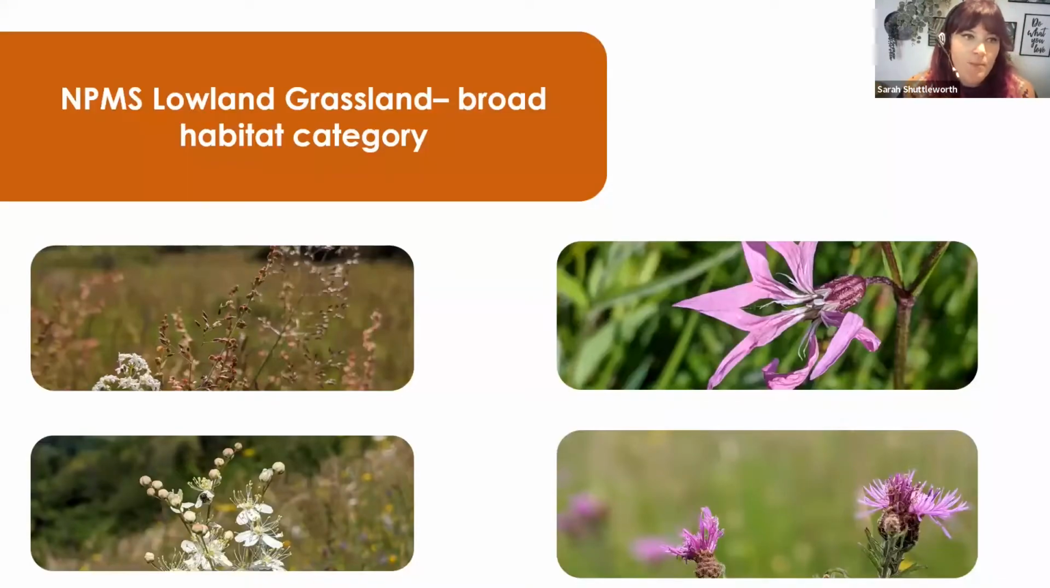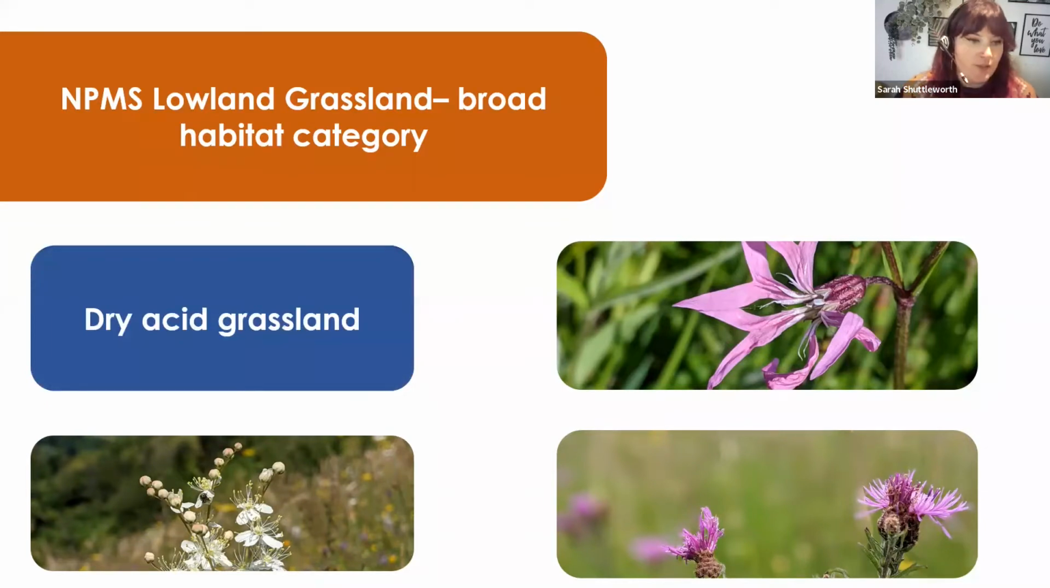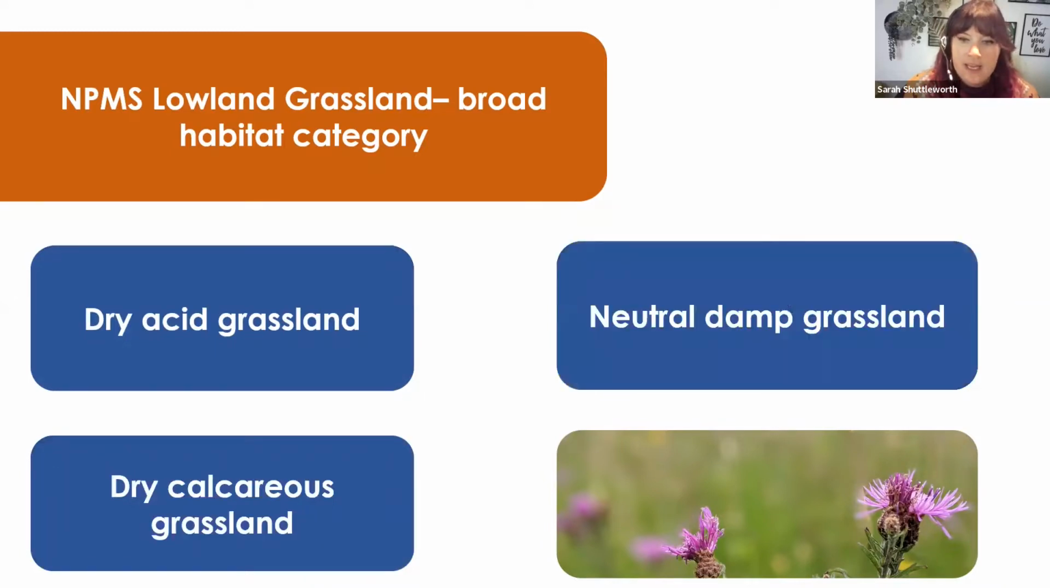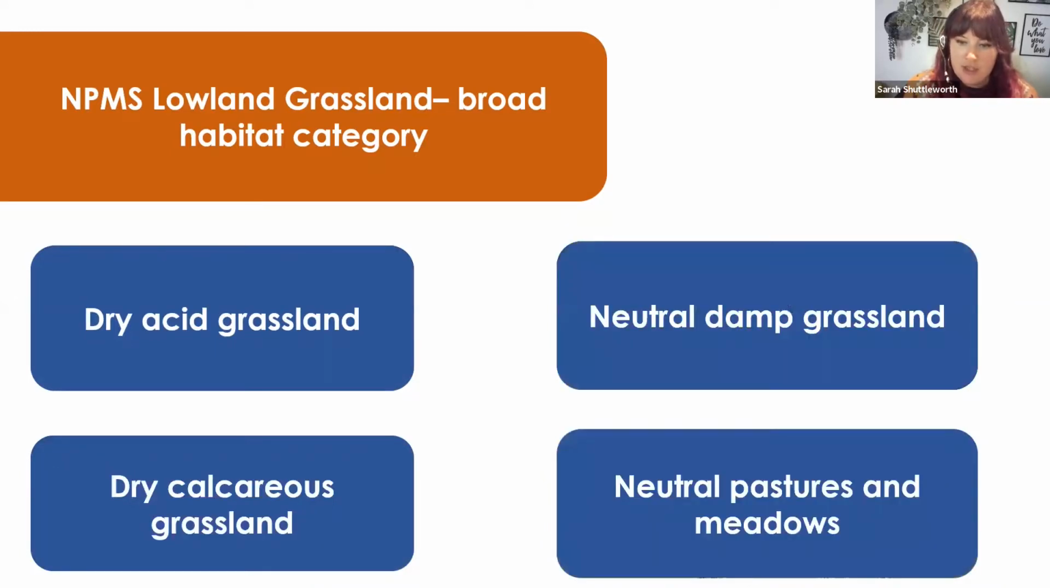So NPMS lowland grassland is the broad habitat category, so that's where it sits within. And then we have the four categories underneath. So we have dry acid grassland as the fine habitat category. We also have dry calcareous, neutral damp grassland, and neutral pastures and meadows. But for today's session, we are going to concentrate only on the fine habitat dry acid grassland.